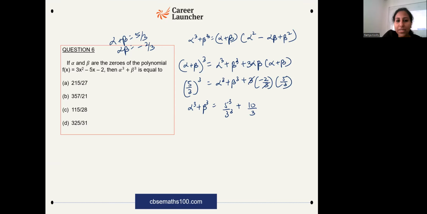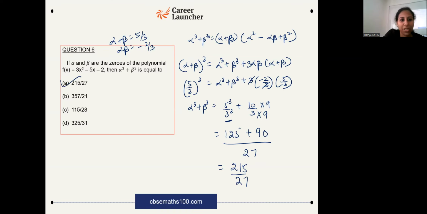Yes. Okay. So I was telling alpha cube plus beta cube would be then 5 cube by 3 cube plus 10 by 3. All right. So what I would do in order to make the denominator the same, I would need to multiply this by 9. Right. This 3 cube means 27. So this also by 9. 5 cube value is what? 125. So you'll do 125 plus 90 divided by 27, which is going to be equal to 215 by 27. So option A will be the answer.